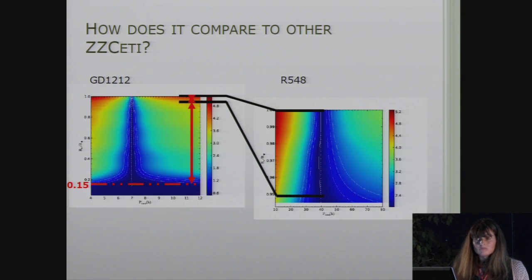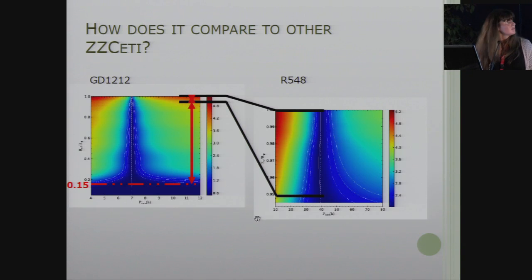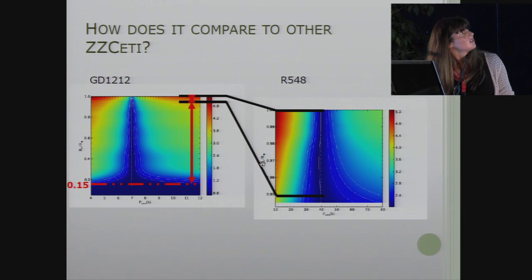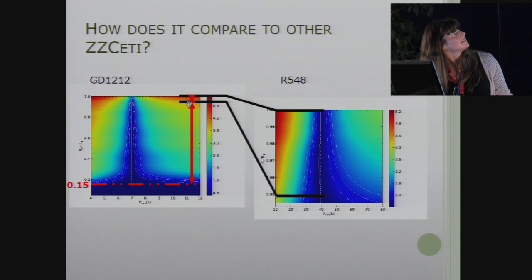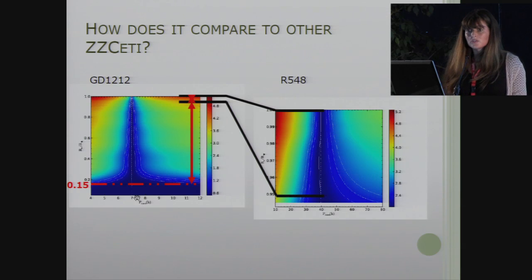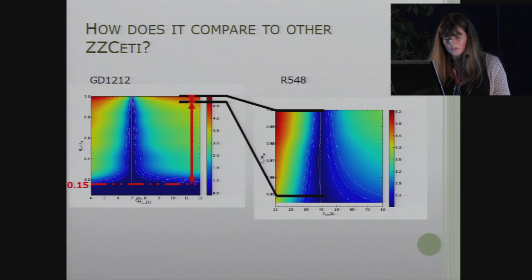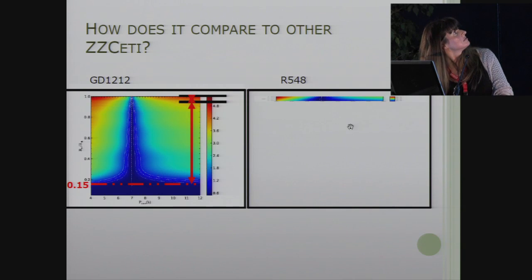How does it compare now to other ZZ Ceti stars? Usually we do those kinds of tests with blue edge stars. So this is R548, and we can see that we're probing just 5% of the radius, that tiny bit here, instead of this one. This star is quite particular because the multiplets we found correspond to modes that go really deep into the core. To get a better view of what we're actually probing, we can see that. So we can unravel a lot more with GD1212 than with blue edge stars.